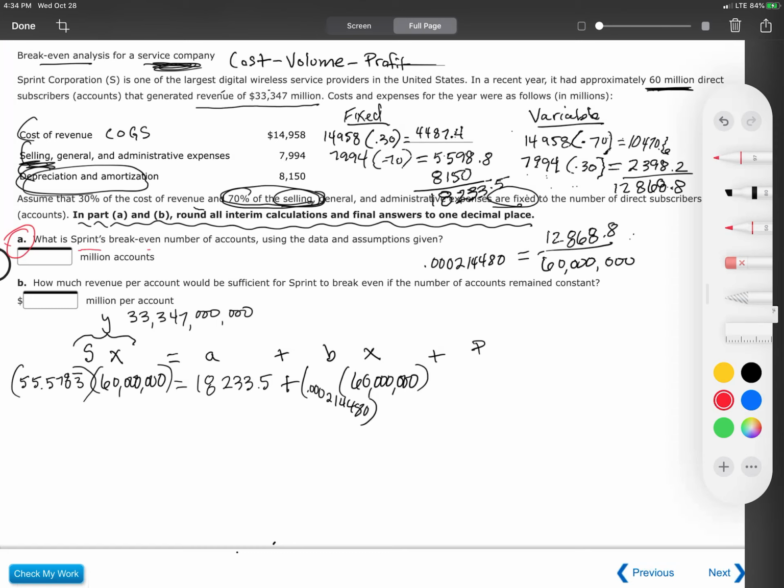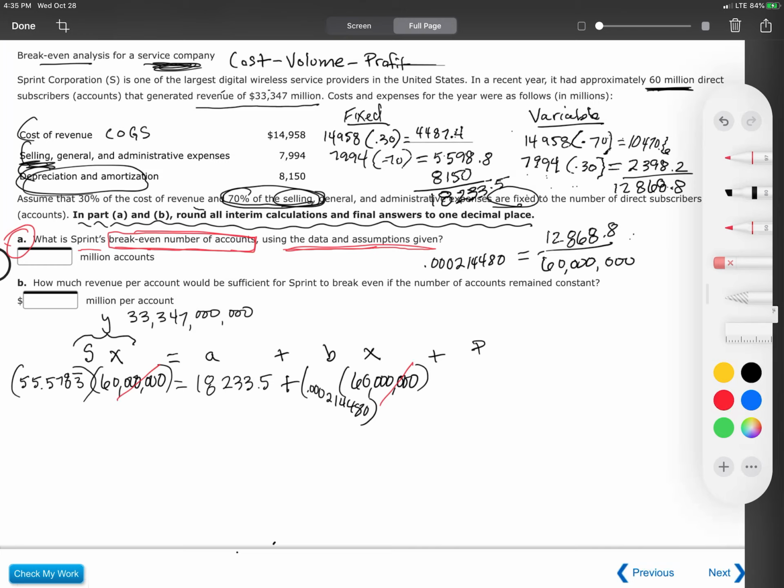Let's ask question A. It says, what is the break-even accounts? Okay, let's pause. What's an account? Well, that's X. An account is a customer. So solve for X using the data and the assumptions given. Now, break-even means profit is 0. So just eliminate the 60 million, because that's what you're solving for, and you've got all the other variables to solve for X.